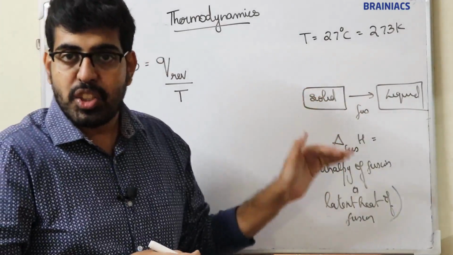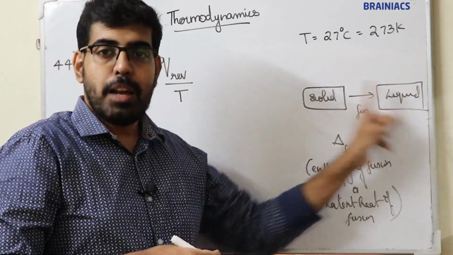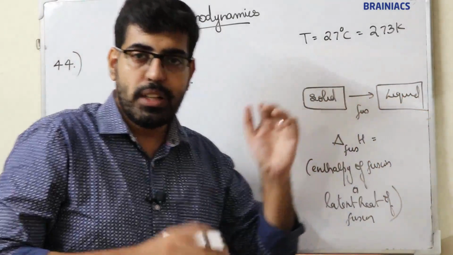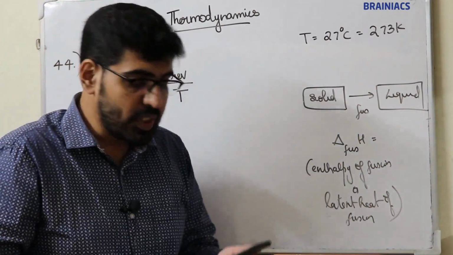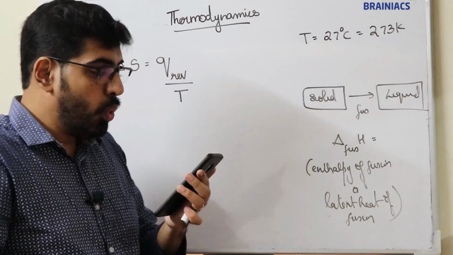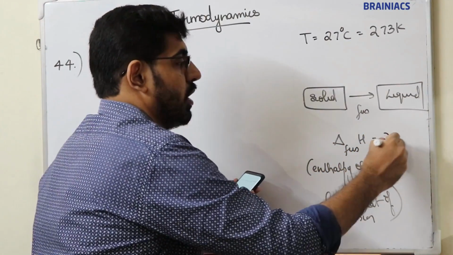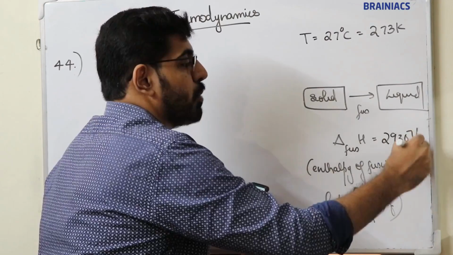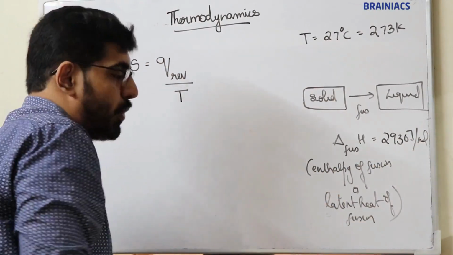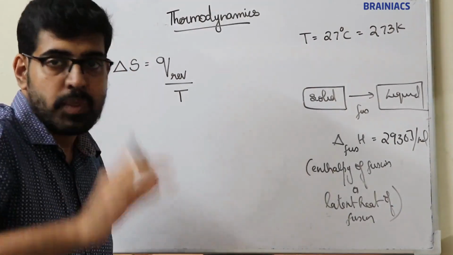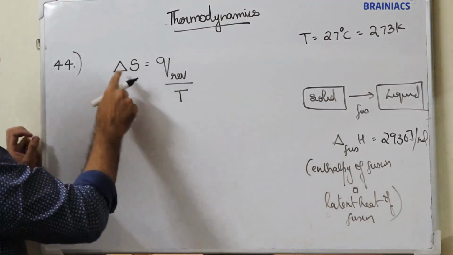And enthalpy change during fusion reaction, enthalpy change when a solid is converted to liquid, that is enthalpy of fusion. Enthalpy of fusion, delta H fusion, it is given as 2930 joules per mole. Now, this enthalpy of fusion is also known as latent heat of fusion. Okay. Now, we have to calculate entropy change.